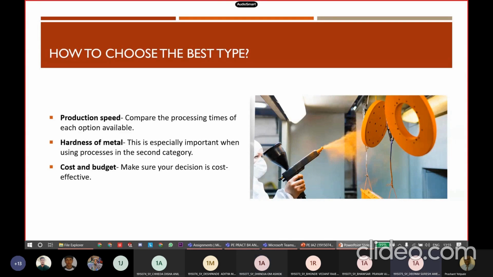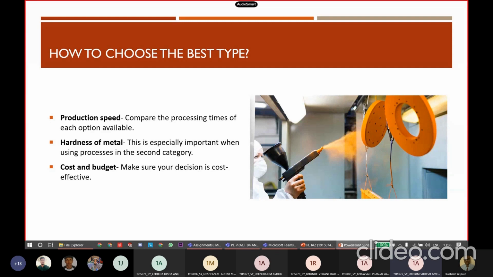So we explained almost 6 types of surface finishing methods. Once you're in the industry and you are given a machine part with surface irregularities, you want to decide which kind of method you will use to get a good finish on the part. The process you choose depends on different aspects, and these 3 are the key aspects that you have to keep in mind. First comes the production speed.